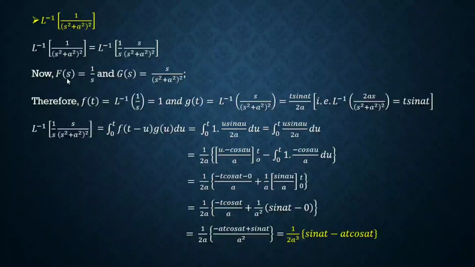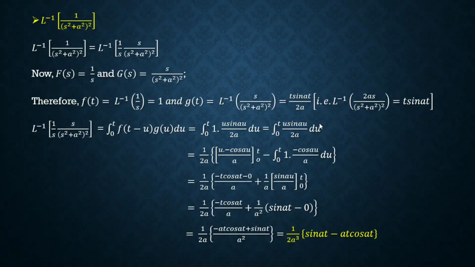So f of s is equal to 1 by s and g of s is equal to s by s square plus a square the whole square. Now we can get the f of t and g of t functions. F of t will be equal to Laplace inverse of f of s, that is Laplace inverse of 1 by s, which will be equal to 1, and g of t will be equal to Laplace inverse of g of s, that is Laplace inverse of s by s square plus a square the whole square. Now Laplace inverse of 2as by s square plus a square the whole square is equal to t sin at.